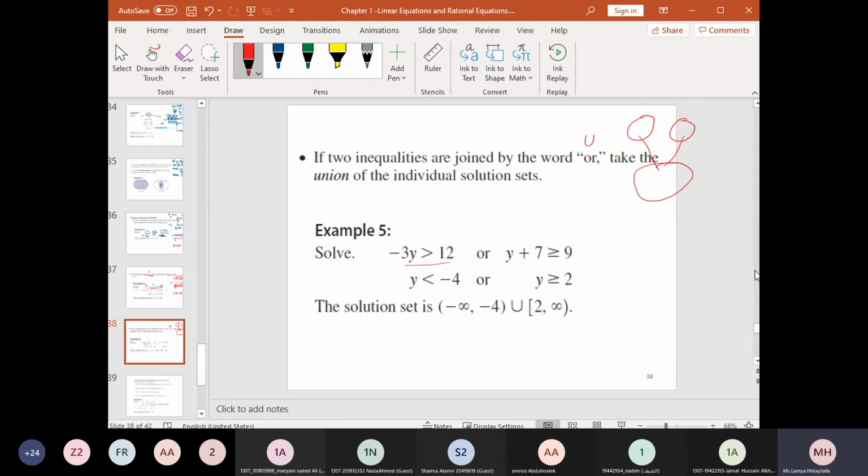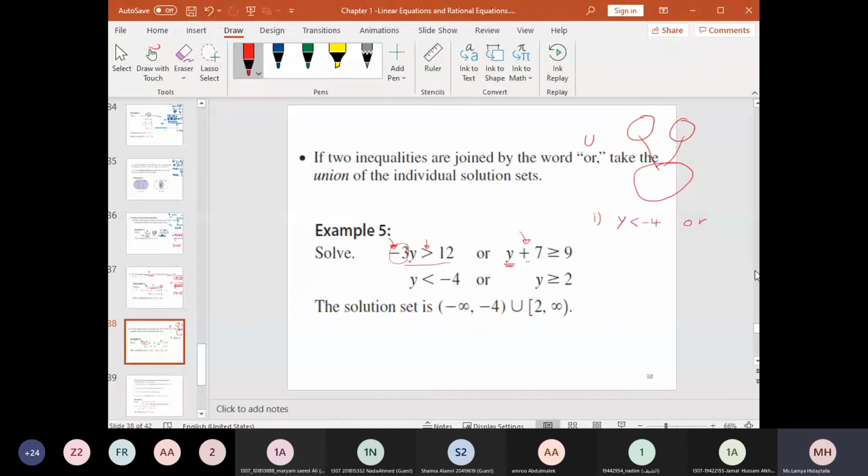Okay, I need y alone. That means I'll divide each side by -3. And we said when we are dividing by a negative number, we change the sign here, correct? So it's going to be y is less than 12 over -3, which is -4. So this is the first.